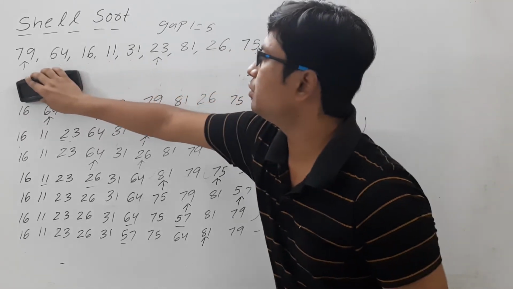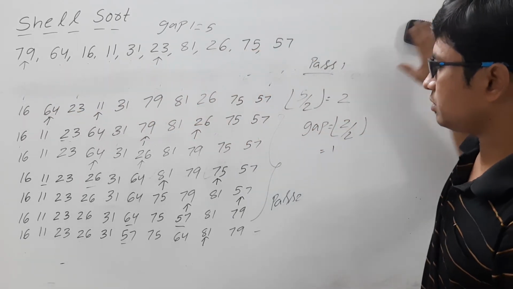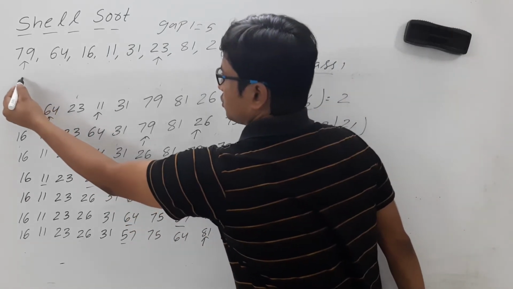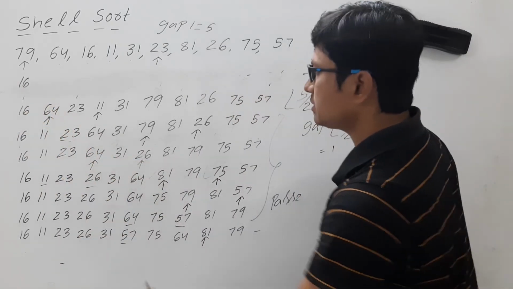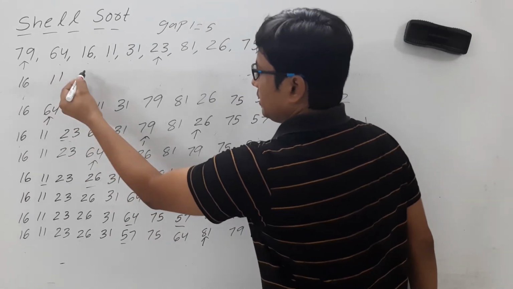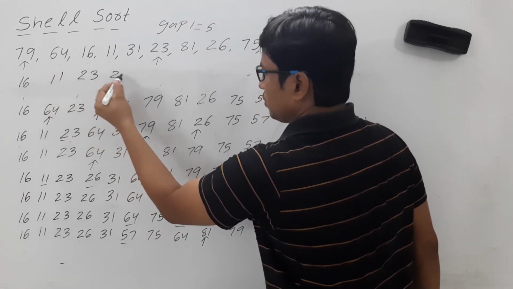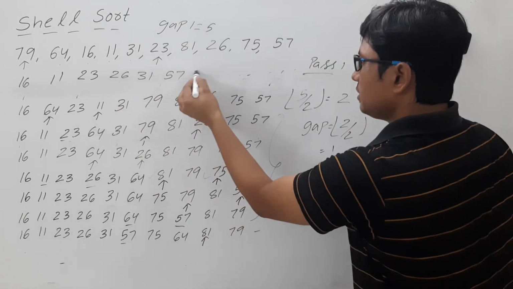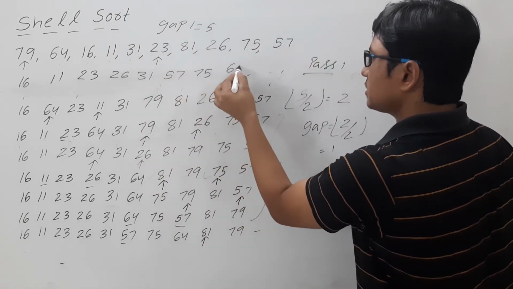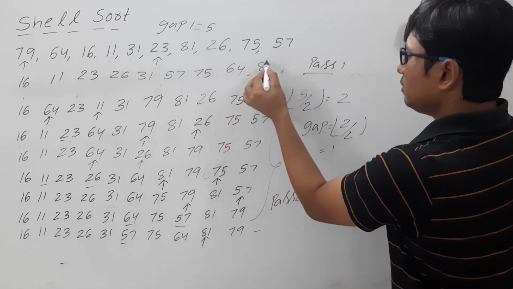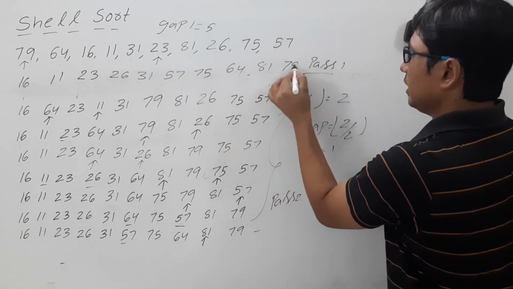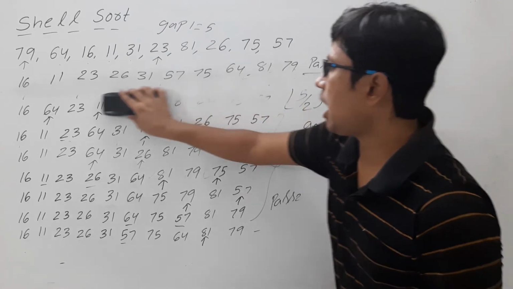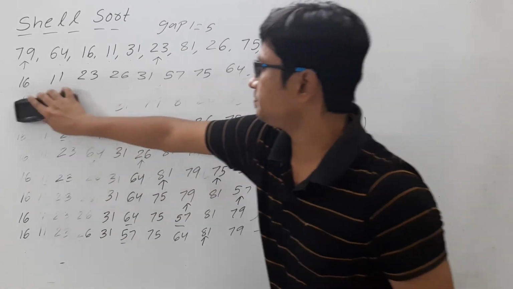I hope you have noted down. If you did not note down this entire process, I request you to note it down. So after pass 2, I got the elements as 16, 11, 23, 26, 31, 57, 75, 64, 81 and 79. Now let me discuss pass 3 with gap equal to 1.